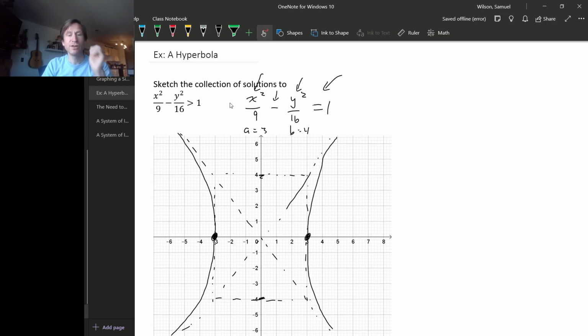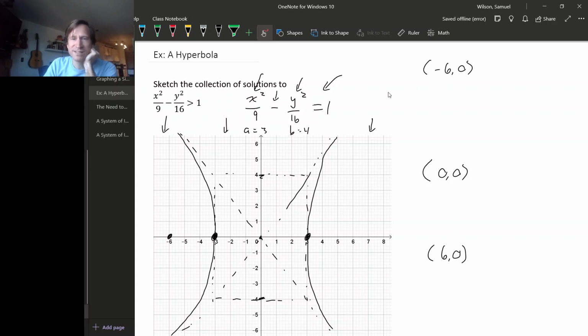Okay, now you can see we have 3 regions. There's this one over on the left, there's the one in the middle, and then there's the region on the far right. So we need to choose a point from each region and check if it satisfies the inequality. So let's choose maybe -6, 0. Let's choose 0, 0. And let's choose, how about +6, 0.